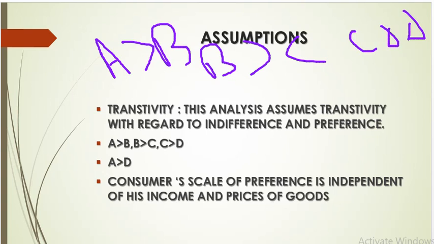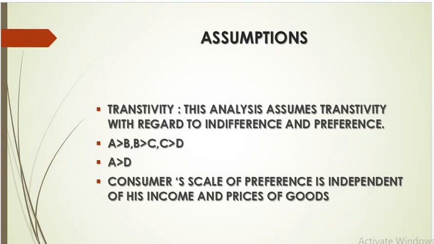Here I have shown this. This analysis assumes transitivity with regard to the indifference curve preference, like A is preferred over B, B is preferred over C, C is preferred over D. So we could say A is preferred over D. The consumer's scale of preference is independent, that is, not influenced by the change in income and the change in the prices of goods X and Y.